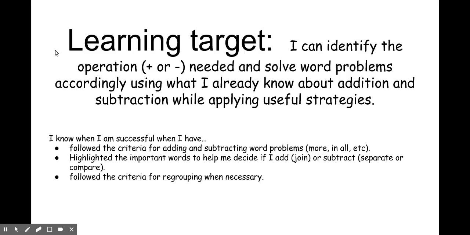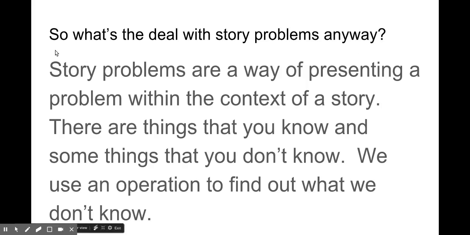So you'll know you're successful when you followed the criteria for adding and subtracting word problems, highlighted important words if it helps you to join or separate or compare, and then followed the criteria for regrouping when necessary.